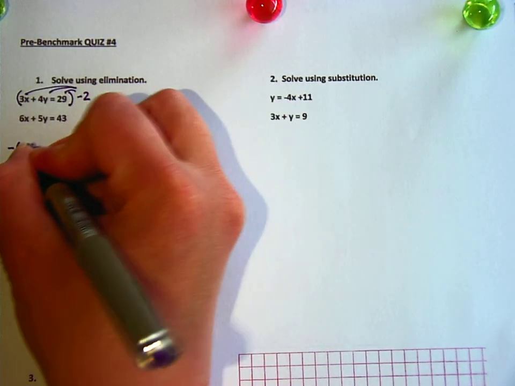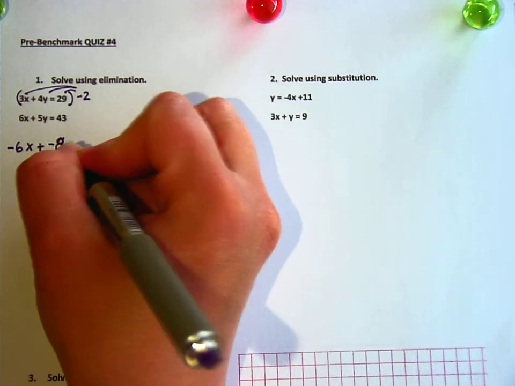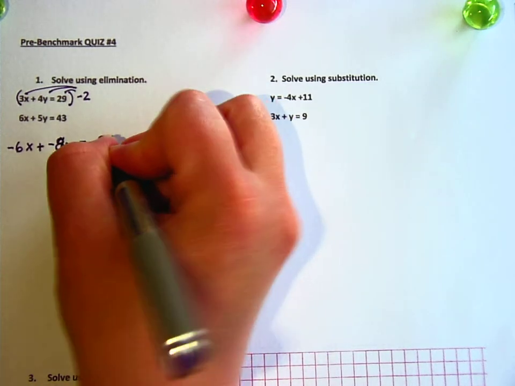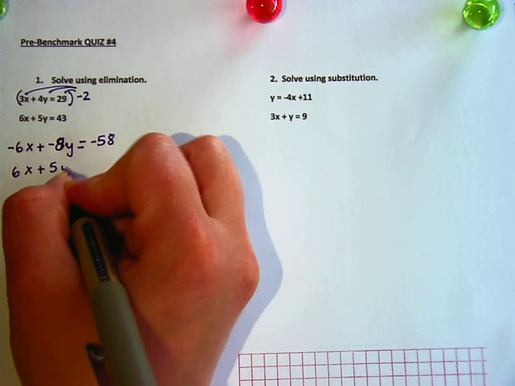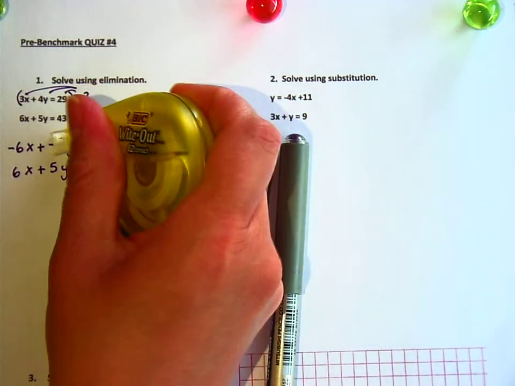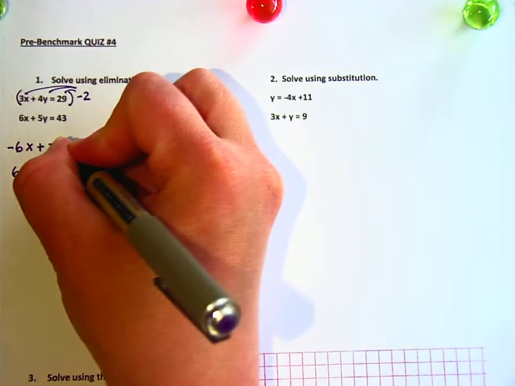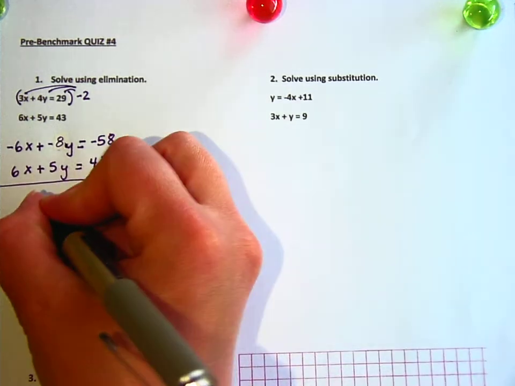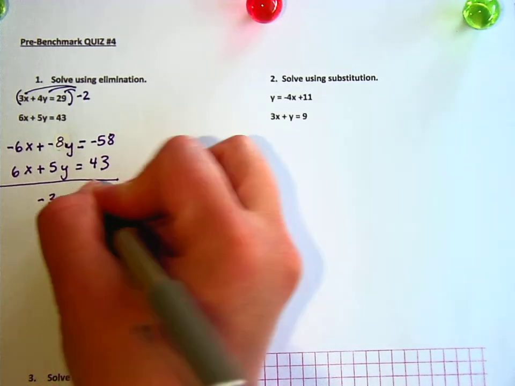So that's negative 6x plus negative 8y equals negative 58, because I distributed to every single one. And then I'm just going to rewrite the other equation beneath it, because I didn't change it at all. Okay, so then if you add them together, you get negative 8 plus 5 makes negative 3y, and negative 58 plus 43 is negative 15.